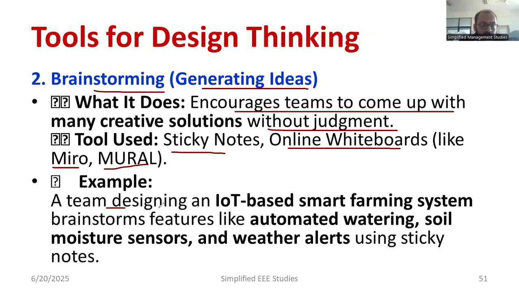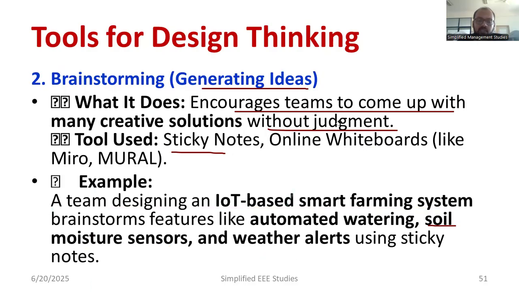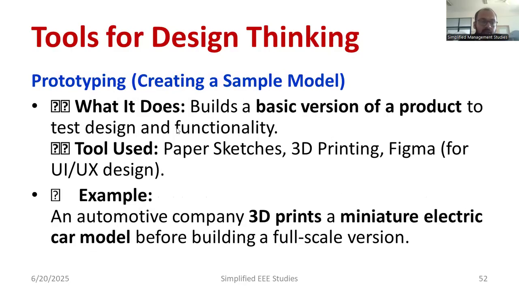For example, the team is designing an IoT-based smart farming system. Brainstorming features are like automated watering, automatic water pumping, automatic soil moisture sensors, installation of weather prediction using machine learning and artificial intelligence. These are all the things technically we can speak of. So this is called the second tool of design thinking, that is brainstorming. The major tools are sticky notes, whiteboards, and new technology like IoT-based systems, everything you can add. These are called brainstorming ideas.